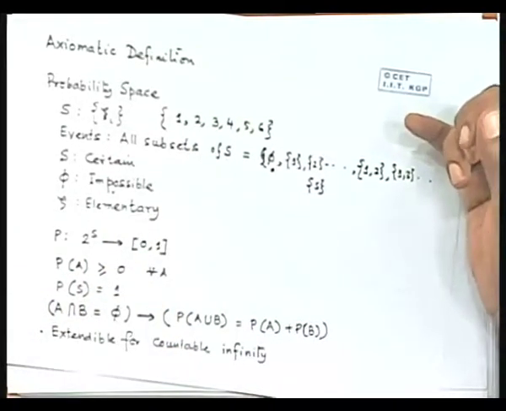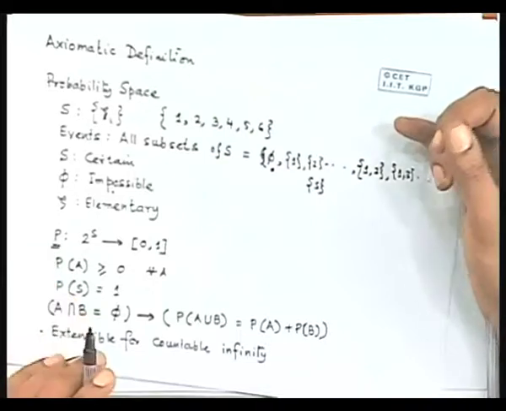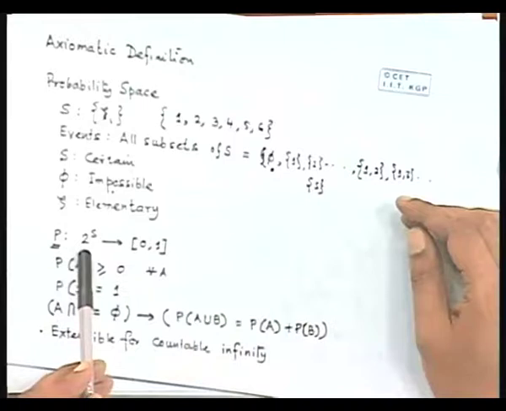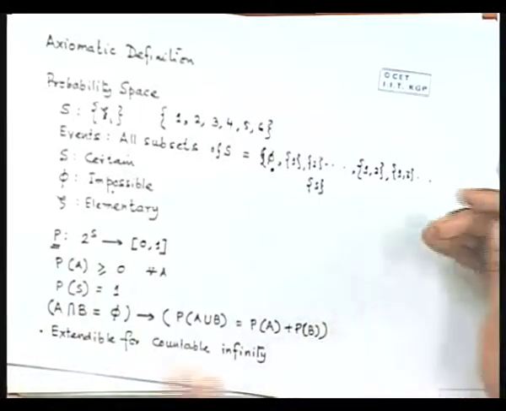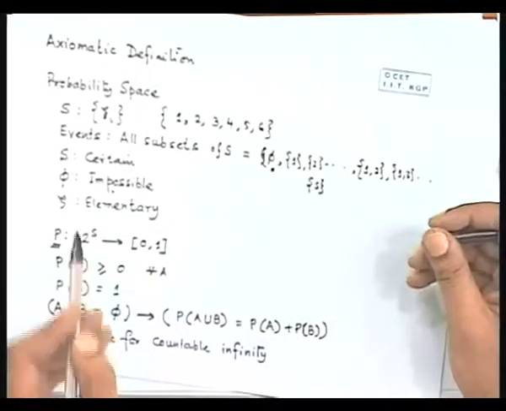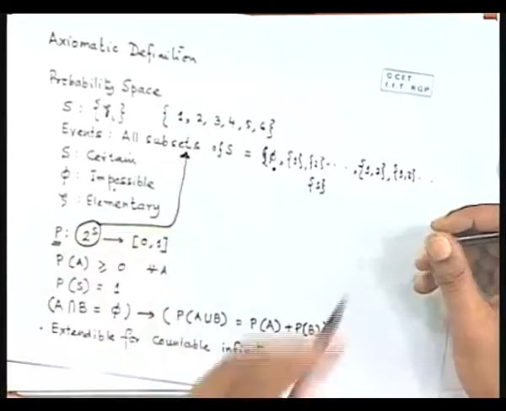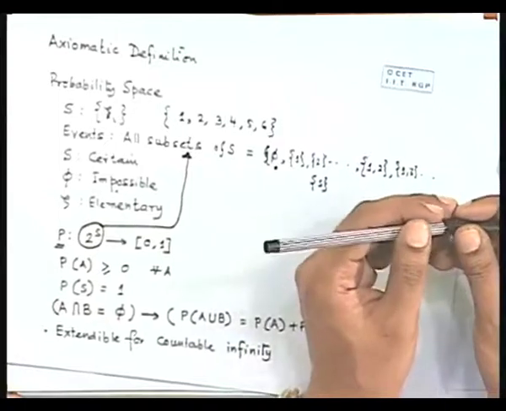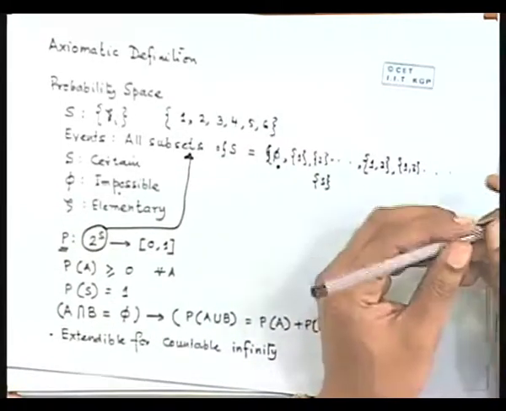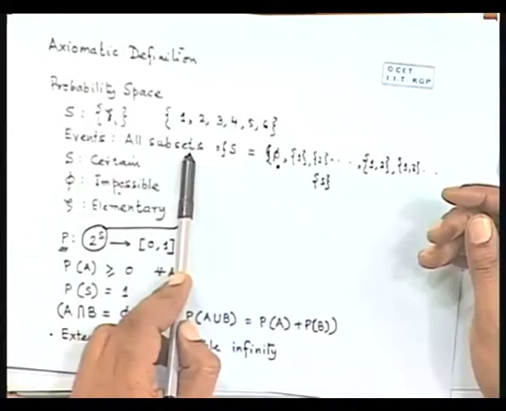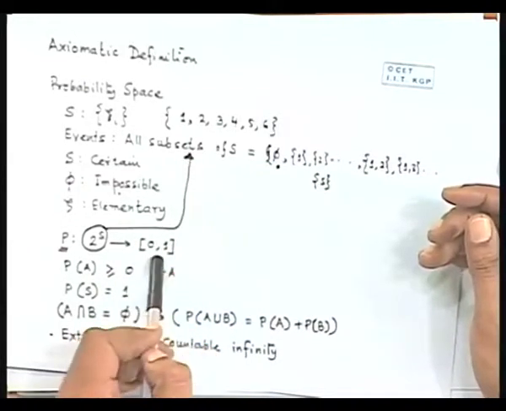Now, what is the probability? Probability is simply defined as a mapping. It is a mapping from 2 to the power S. 2 to the power S is again a notation. It means nothing but all subsets of S. It is the set of all subsets of S. It is called the power set of S. So it is a mapping from the set of all subsets of S to the interval 0, 1.